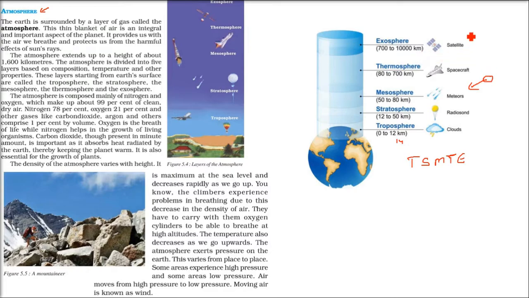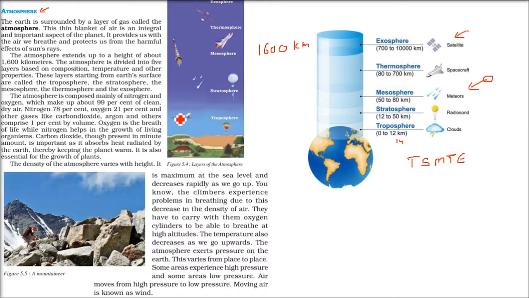And when we go to 700 to 10,000 kilometers, there are artificial satellites, which orbit the earth. So these are the different layers: atmosphere, TSMTE. It is given here that it goes up from where you are standing to 1600 kilometers. The starting layer is the troposphere.